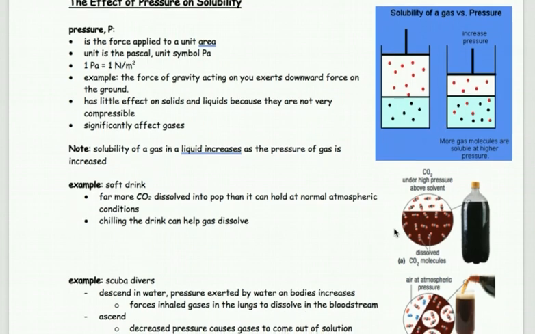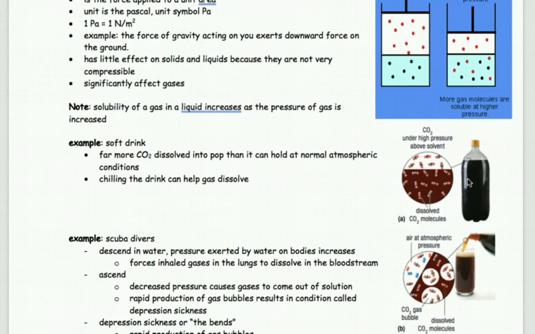Here's an example. We have a soft drink that hasn't been opened yet. The fizziness within the pop is created from the carbon dioxide. This is a carbonated drink. It's under high pressure when they create it at the factory, so the carbon dioxide molecules are dissolved in the liquid.